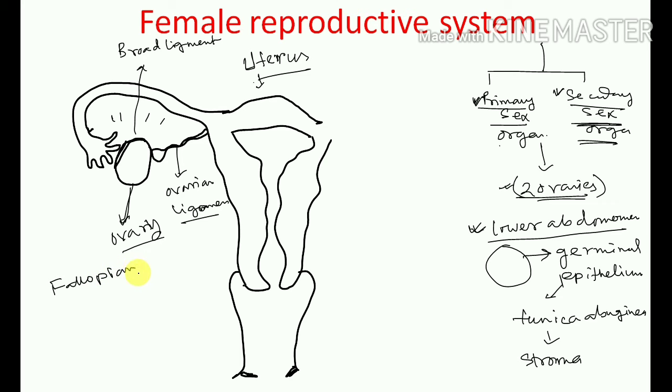The fallopian tube is 10 to 12 centimeters in length. The first part of the fallopian tube, which is somewhat funnel shaped, is the infundibulum. And the finger-like projections are the fimbriae.